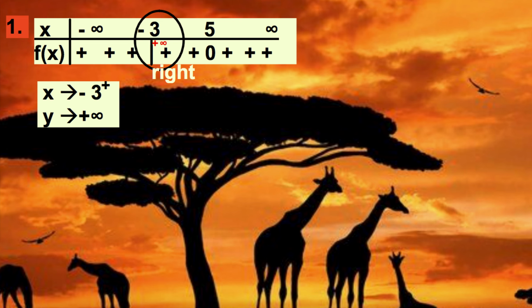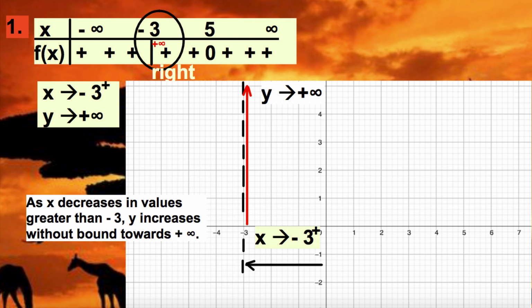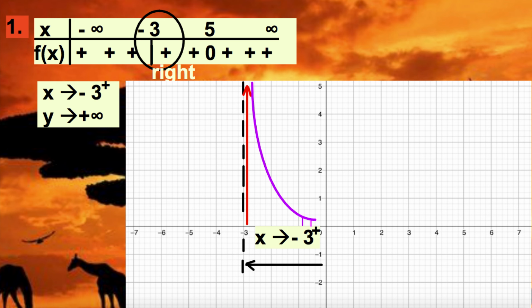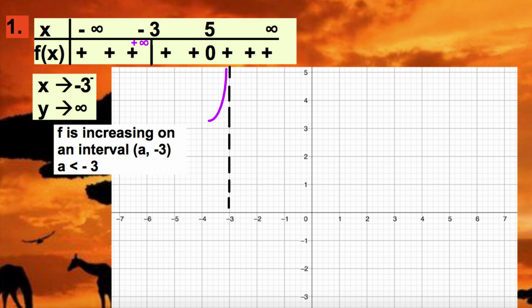When x approaches negative 3 from the right, y approaches positive infinity. As x decreases in values greater than negative 3, y increases without bound towards positive infinity. F is increasing on an open interval (a, negative 3), where a is less than negative 3. Both x and y are increasing.